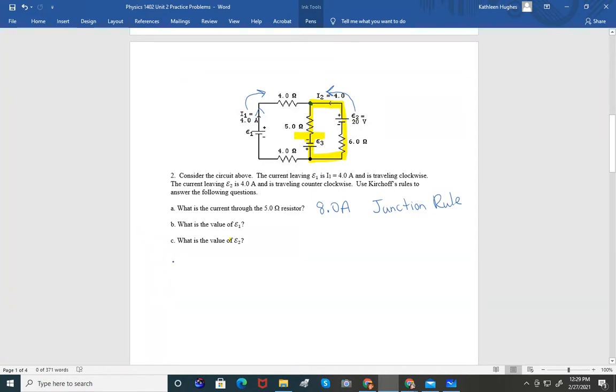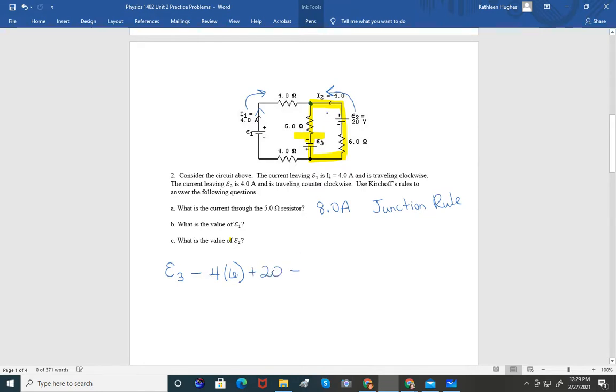So I'm going to go through E3, which I don't know, from negative to positive. I'm going counterclockwise. Then I'm going to have a drop. I'm going to go through this 6 ohm resistor with 4 amps of current. So 4 times 6. Then I go through the battery. Notice I'm going from negative up. With batteries, we normally go from negative to positive, so that's the correct way, plus 20.